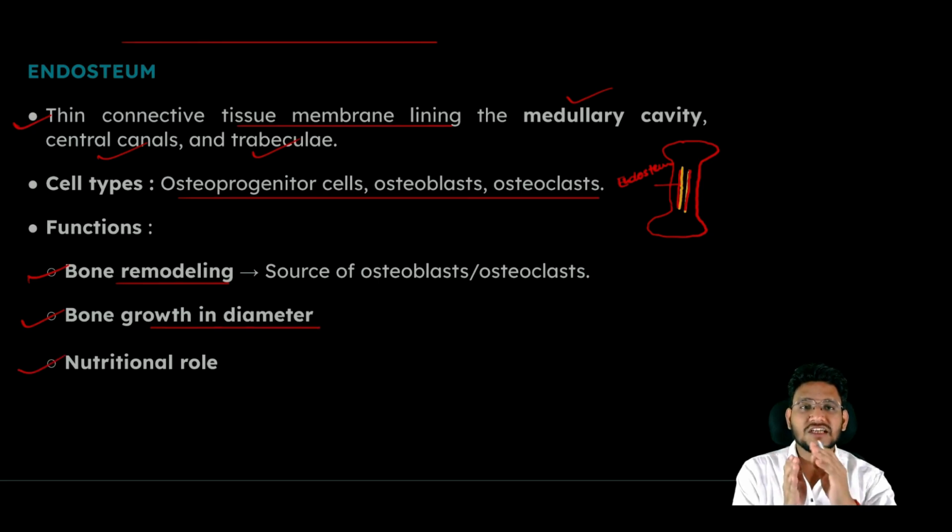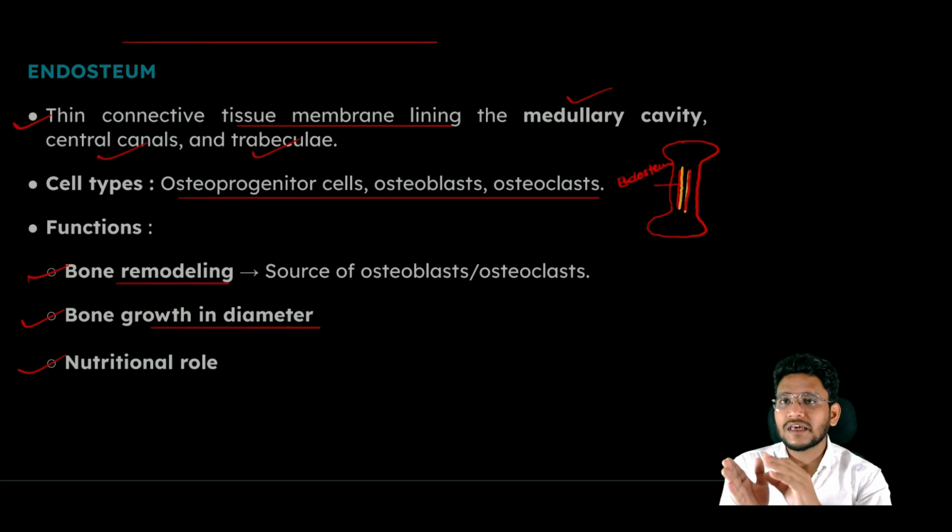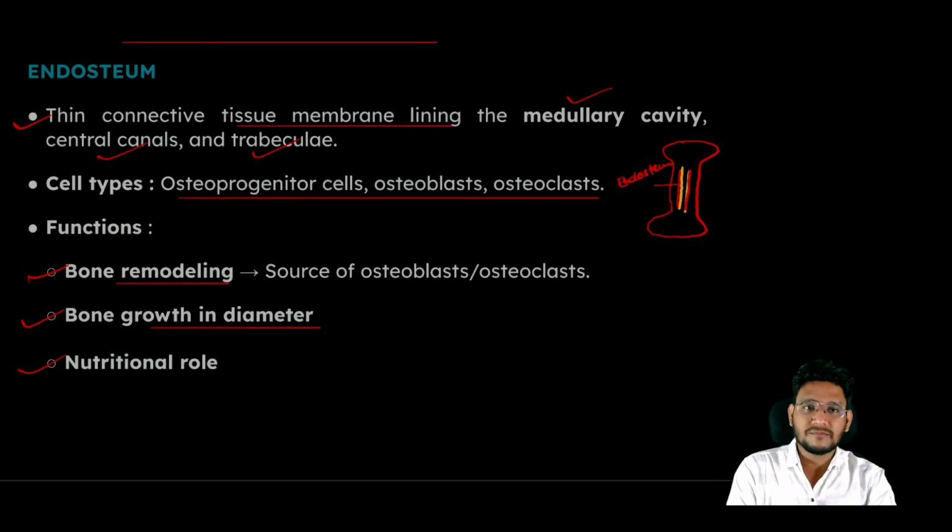It also plays a role in nutrition. The endosteum is present in close proximity to the blood vessels. It is located nearest to the blood supply. So this layer provides nutrition to the bone cells, or you can say this layer is responsible for the nutrition of the bone. So this is about the periosteum and endosteum.